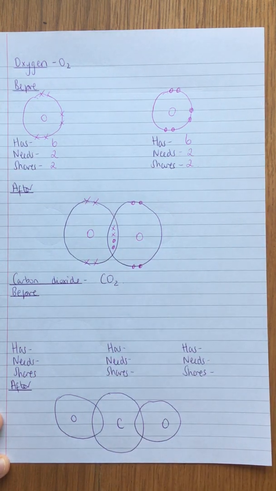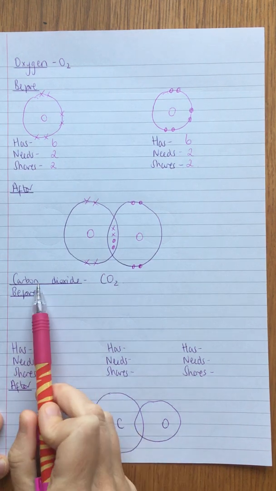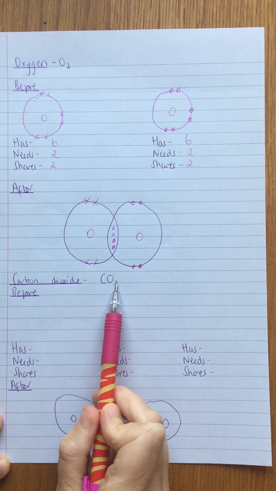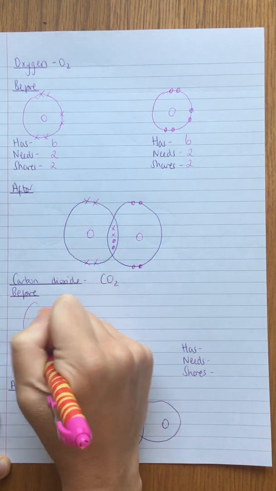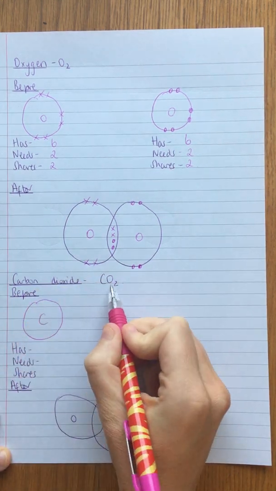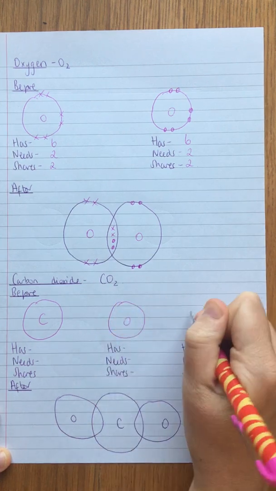So sometimes you can get them where you have different types of element, which is brilliant and interesting, but it sometimes throws people a little bit. So we'll have a look at a couple of examples now. So the first example we're going to have a look at is carbon dioxide, CO2. So I've got 1 carbon and I've got 2 oxygens.